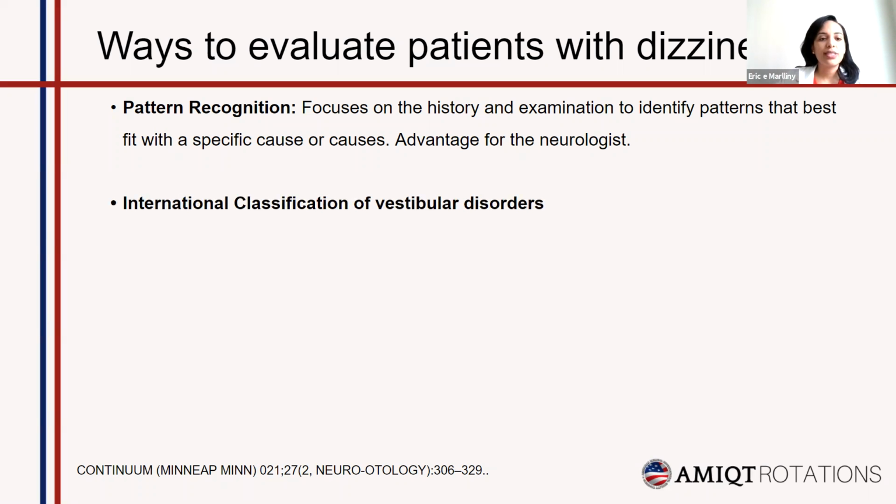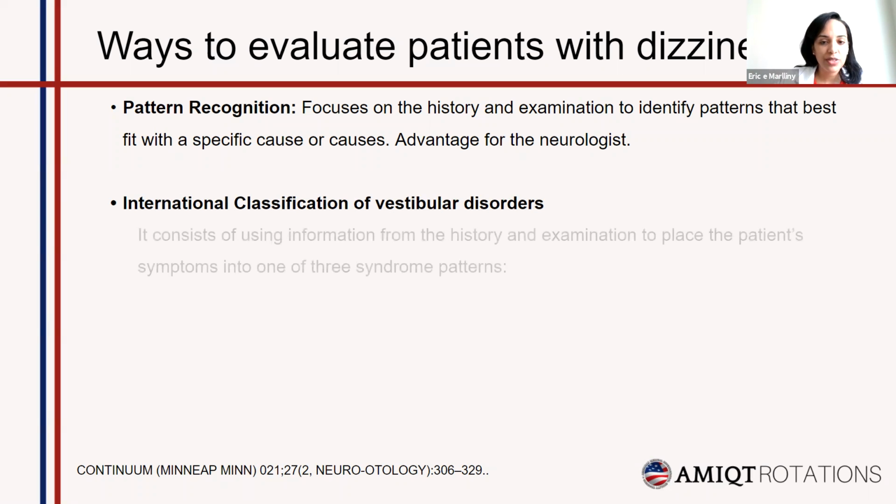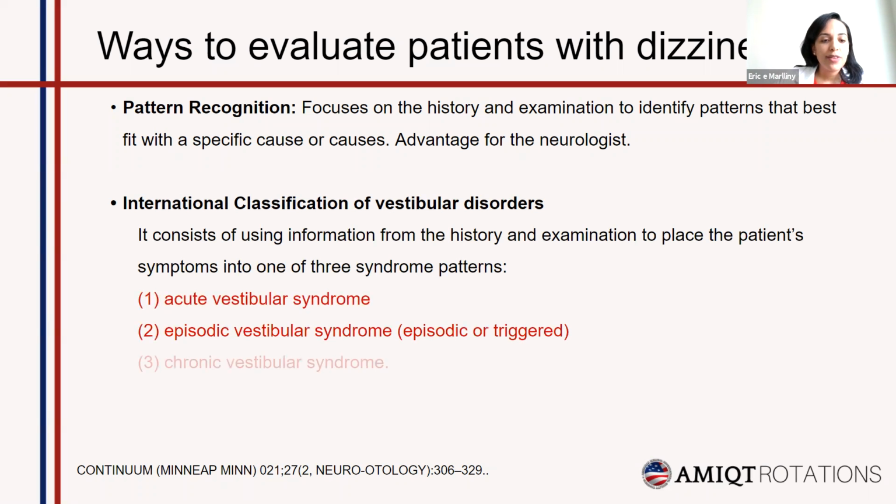Another way is using the International Classification of Vestibular Disorders, which divides the vestibular disorders into three different groups. One is acute vestibular syndrome, another one episodic vestibular syndrome, and then chronic vestibular syndrome.